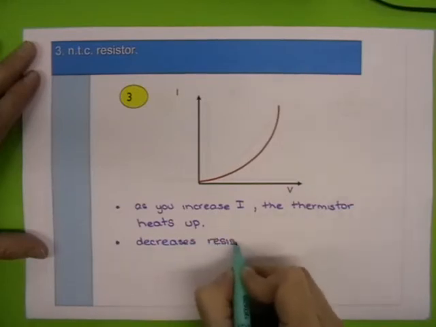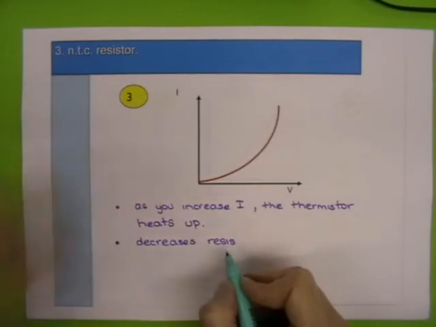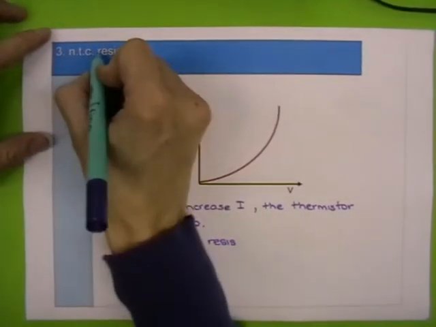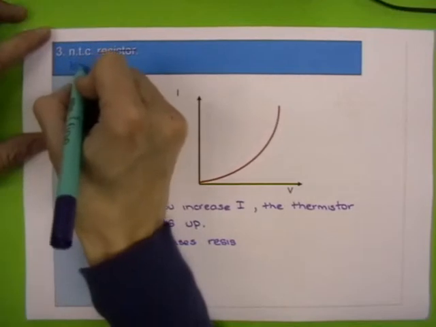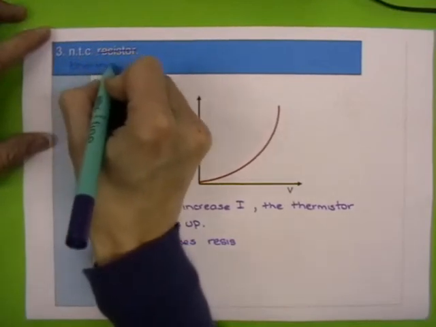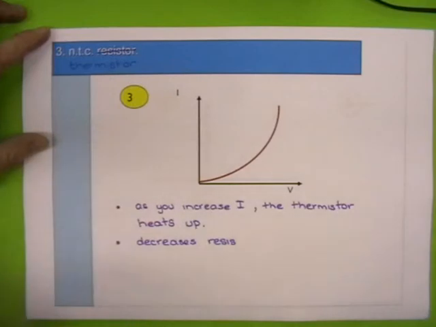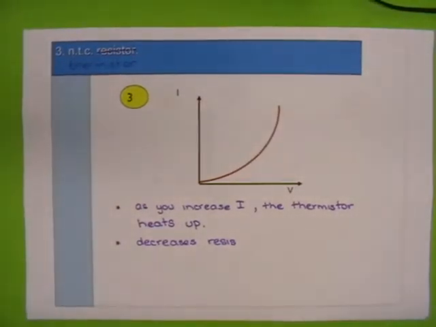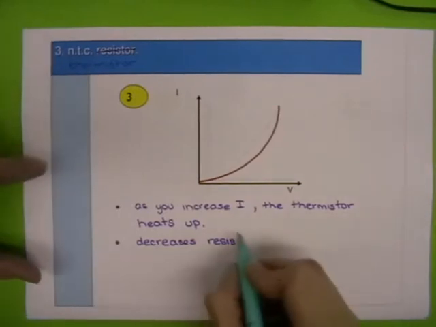Now, an NTC thermistor is made, sorry, I have the word resistor there, I'm just realising that's wrong. It's a thermistor. So it's a negative temperature coefficient thermistor. And it decreases resistance.